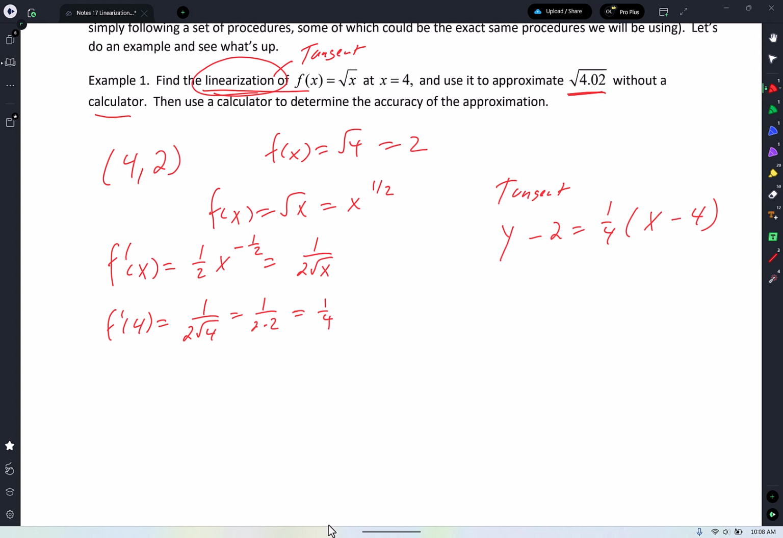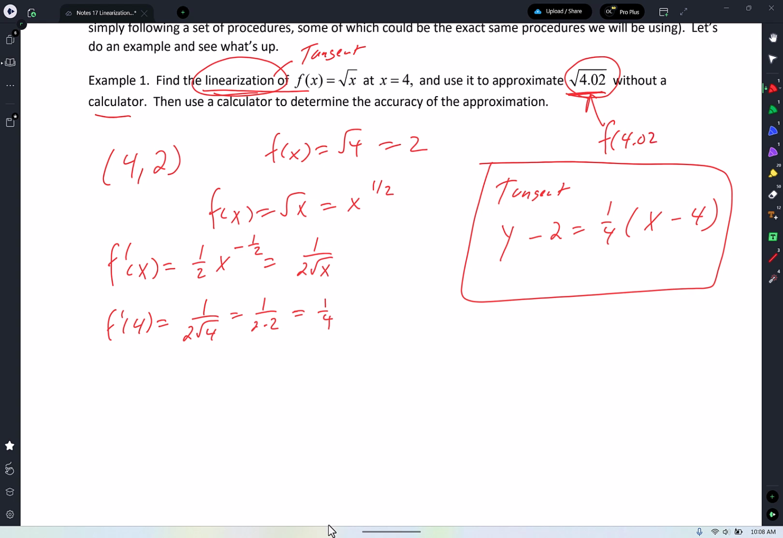This is my tangent line. This is what I'm going to use to approximate f of 4.02. That's what they want me to approximate, because they want the square root of 4.02. So I'm going to plug in 4.02 for x right here.